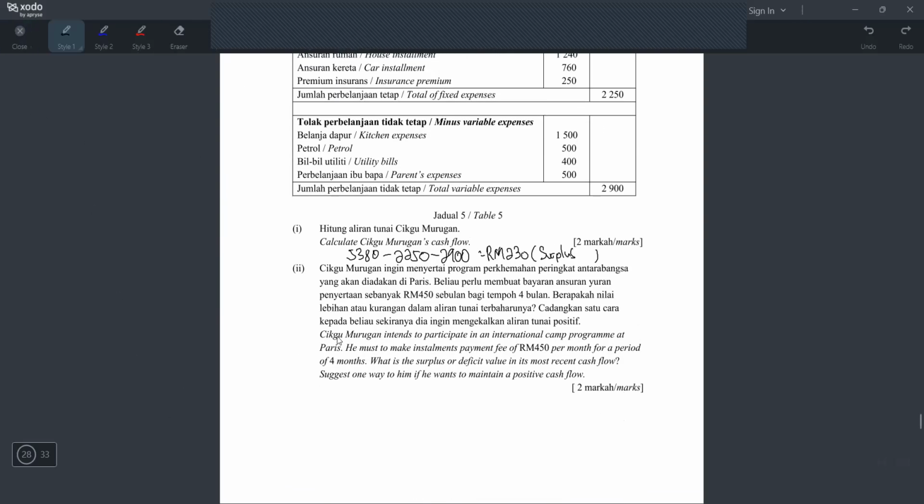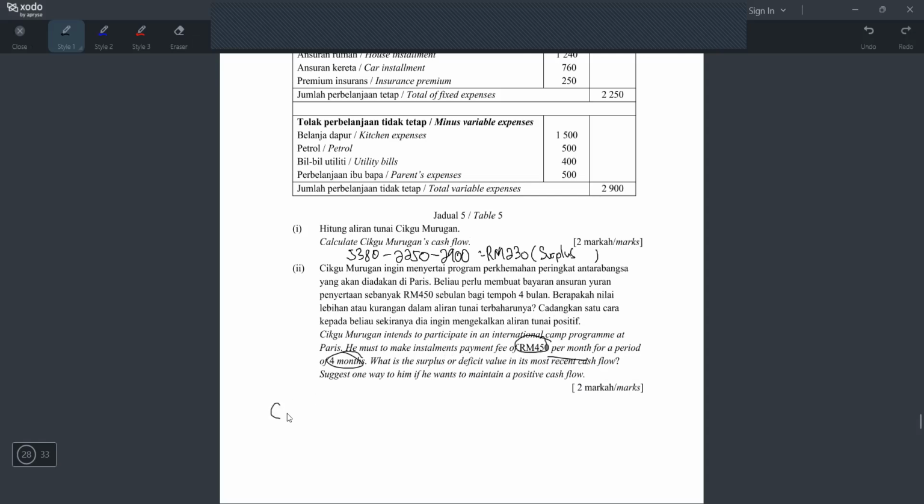Number 2 says, Cikgu Murugan intends to participate in an international camp program at Paris. So he wants to participate camp program at Paris. He must make installment payment fee of 450 ringgit per month for a period of 4 months. So every month he has to pay 450 for 4 months. What is the surplus or deficit value in its most recent cash flow? Suggest one way to him if he wants to maintain a positive cash flow.